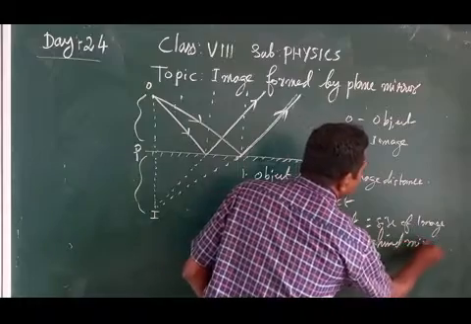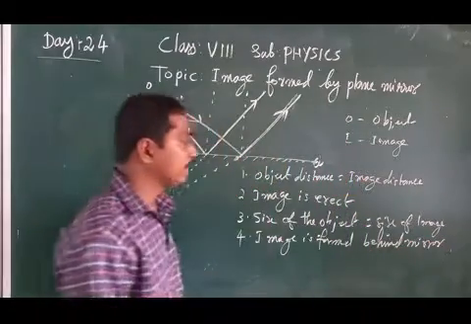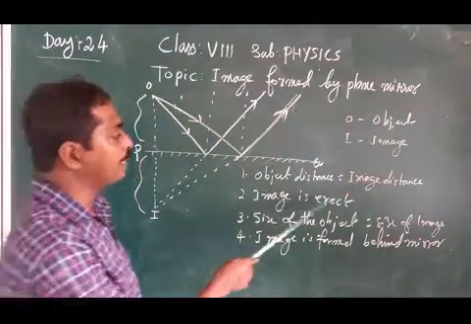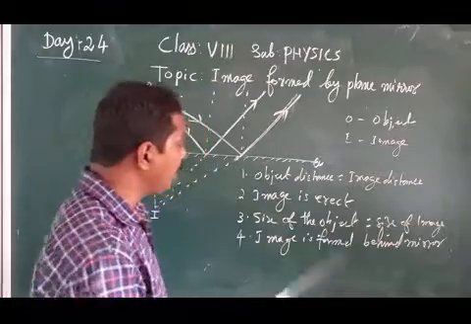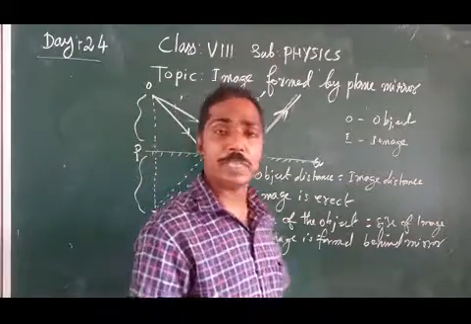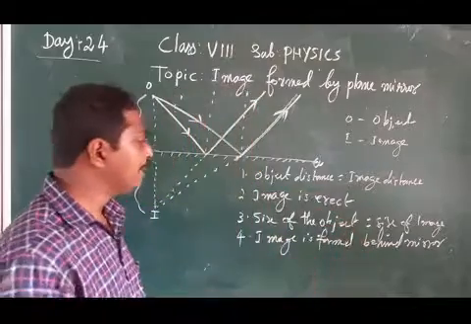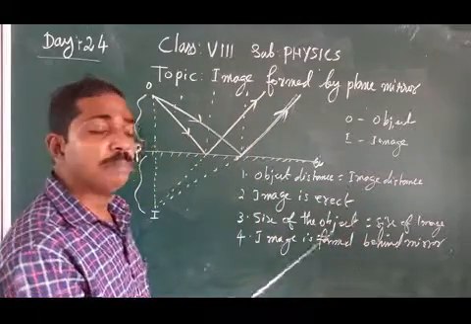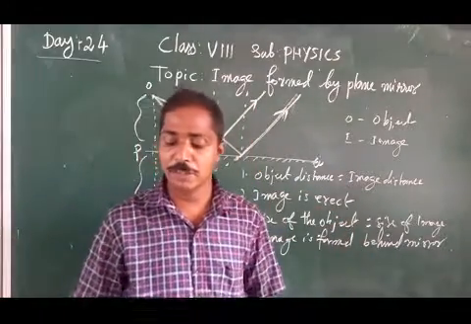Behind the mirror, where the object is in front of it. So what is the first point? Object distance and image distance are equal. Image is erect, size of the object and size of the image are equal. Size means height only. Then the image is formed behind the mirror where the object is in front of it.